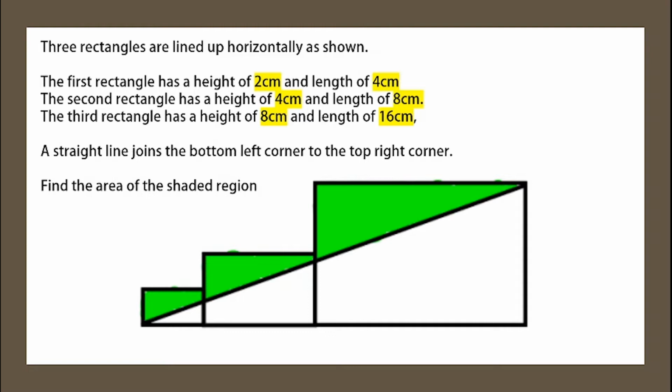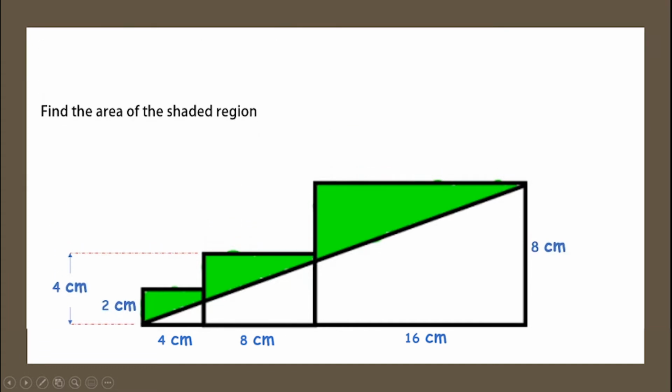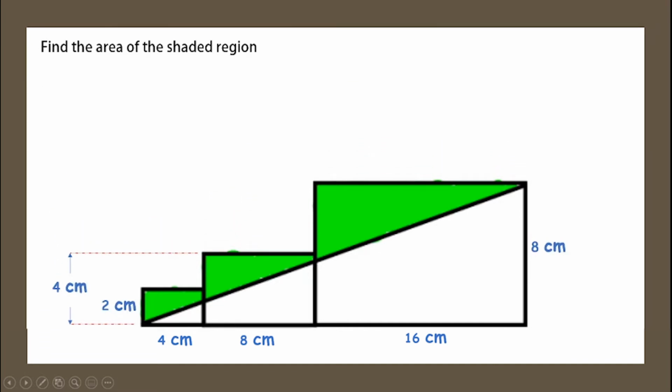centimeters. So typically at this point I would label the diagram just so I've got all the information at hand. All of these lengths and dimensions may well come in useful. We're also told, and you can see in the illustration, that there's a straight line that joins the bottom left corner to the top right corner. And we need to try and find this green shaded area.